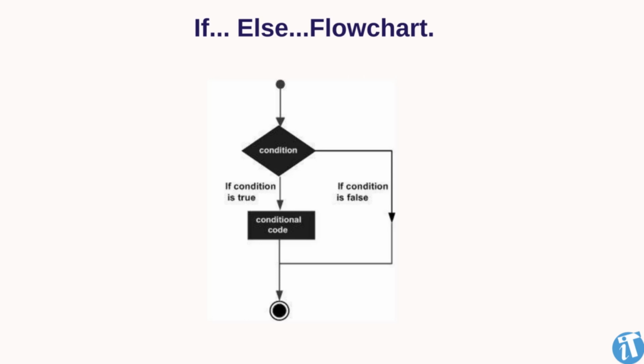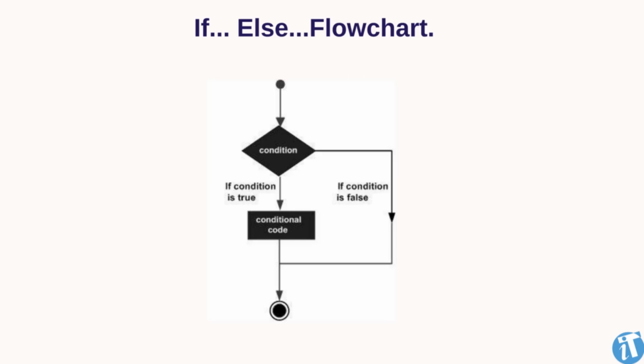This is how the execution will take place. When the code flow is happening, there will be a condition carried by the if keyword. If the condition is true, then only we will execute the conditional code. If it is false, we will terminate that particular code, meaning that particular code will not get executed.